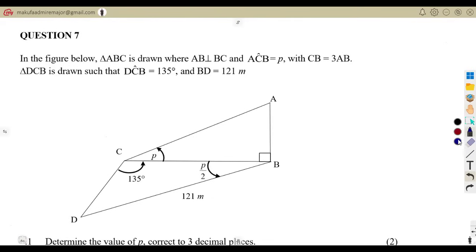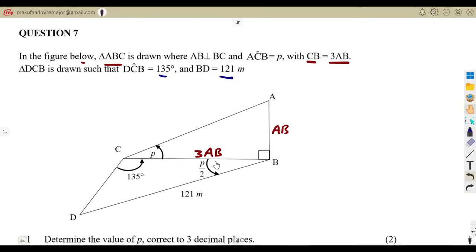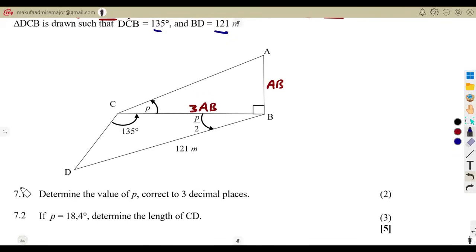On question number 7, there is a figure that you're given below where there's a triangle ABC. This is our triangle ABC, which is right angled at B. And we're given the angle P. This is it. And we're also given that CB is 3AB. The length of CB, this one, is equal to 3AB. If AB is given as it is, CB is 3 times AB. All right? Then the other angle, DCB, is 135 and this distance is 121 meters. Determine the value of P on 7.1.